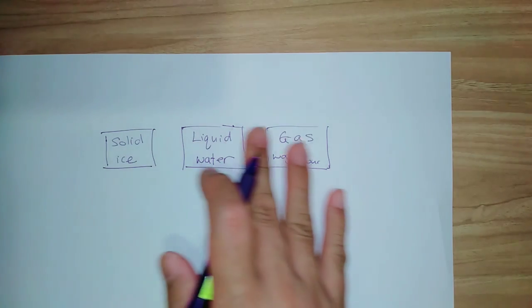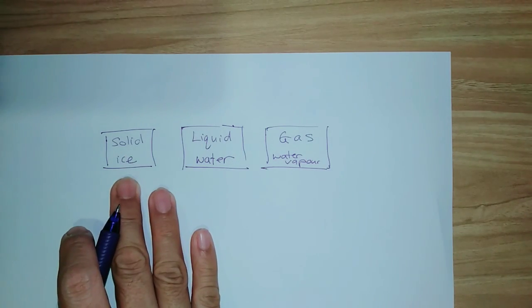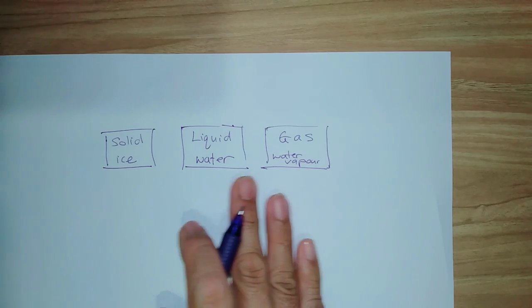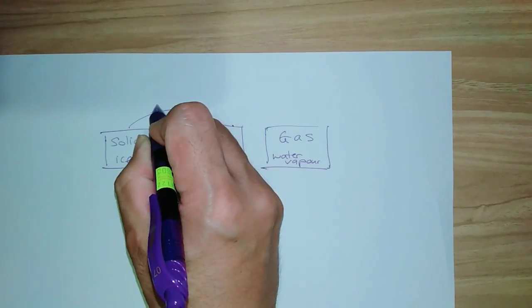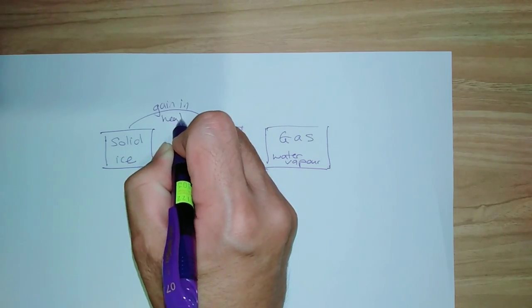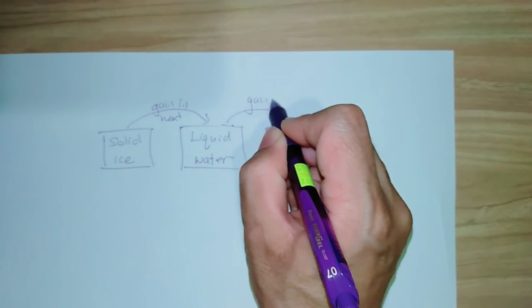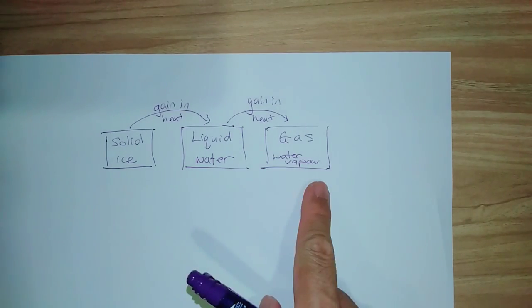So, primary 4 will still need to know this, right? Solid, liquid, gas. An example of solid is ice, and when ice melts, you get water. When water evaporates, you get water vapor. So how do you change from this state to this state? There must be a gain in heat. From here to here, it's also a gain in heat, right? From water to become a gas.